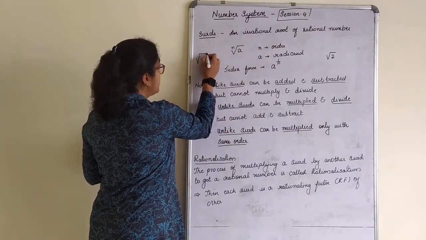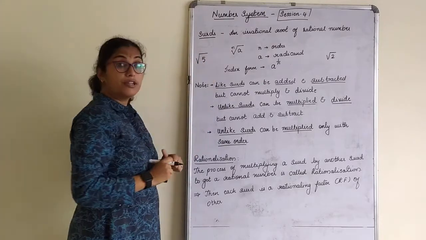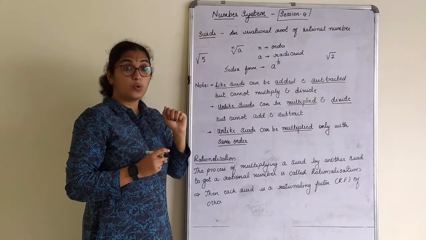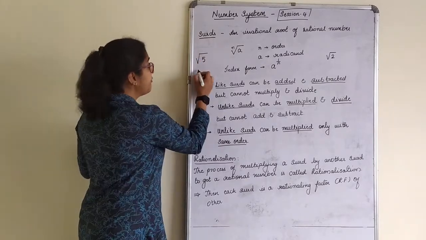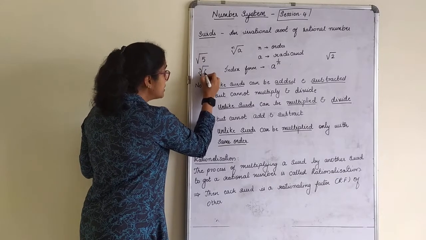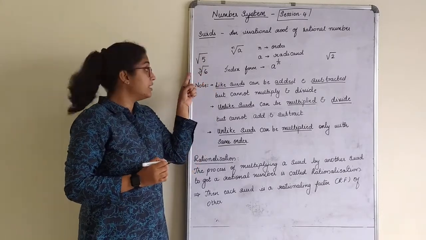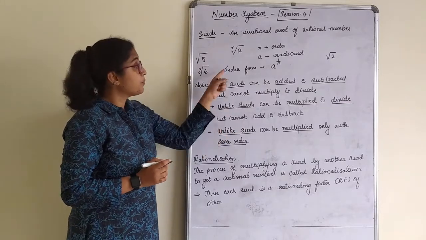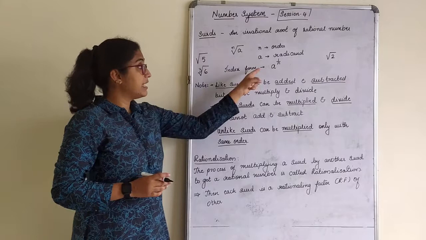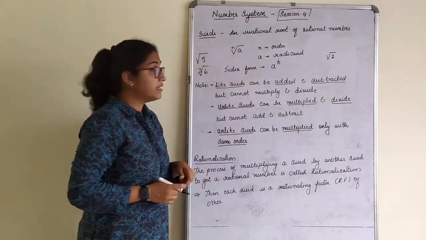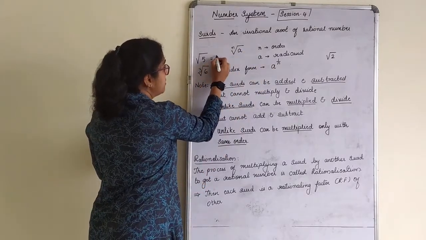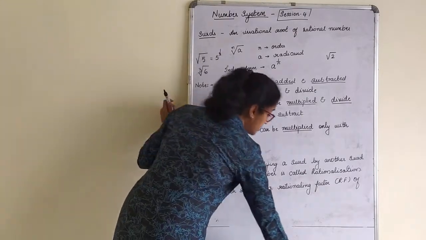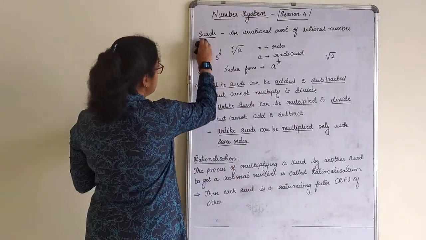Example, if I write root 5, what is the order of this surd? The order is 2. It is a square root, and the order is 2. That is why we say square root. If I write cube root of 6, what is the order of this surd? The order is 3. That is why we read that as cube root. Index form of a surd is written as a raised to 1 by n. Suppose I have to write the index form here, that is 5 raised to 1 by 2. So this is the index form of the surd.